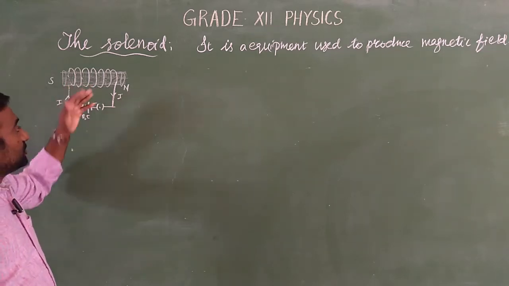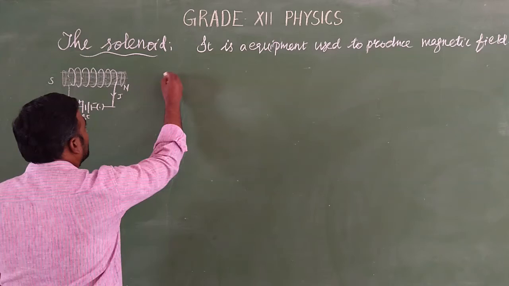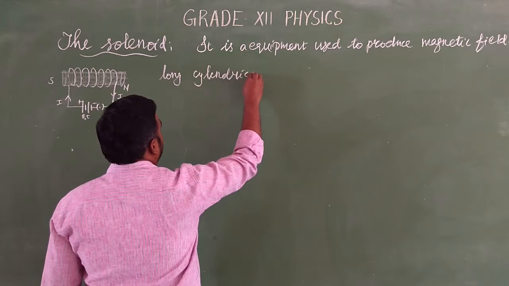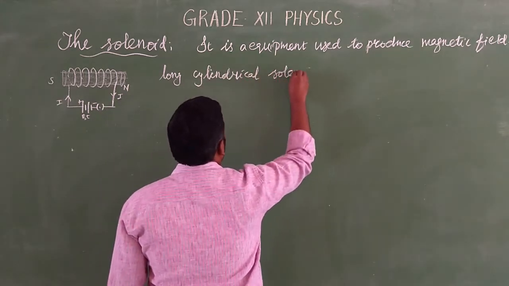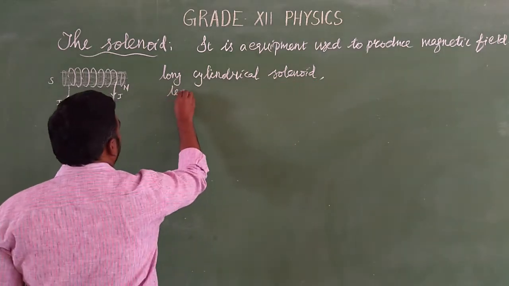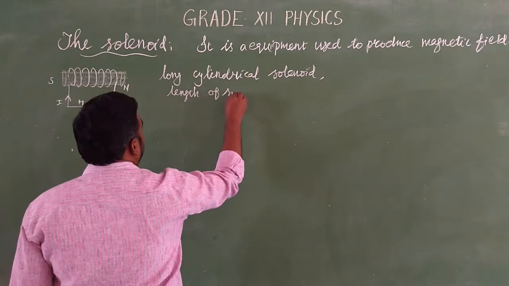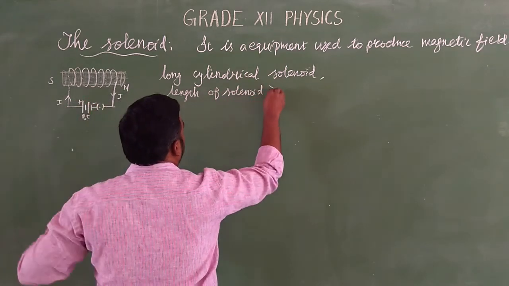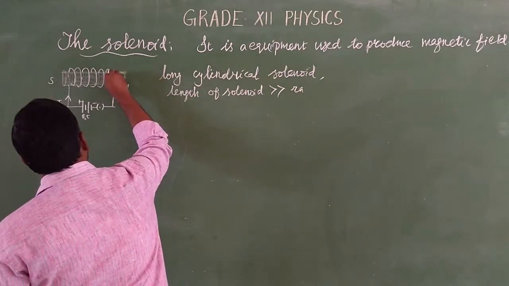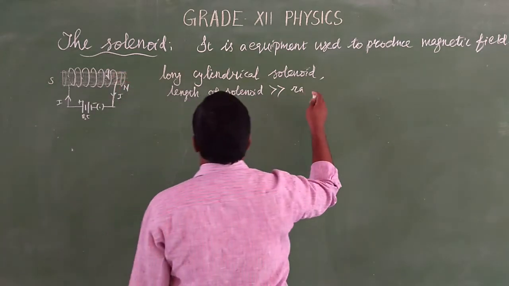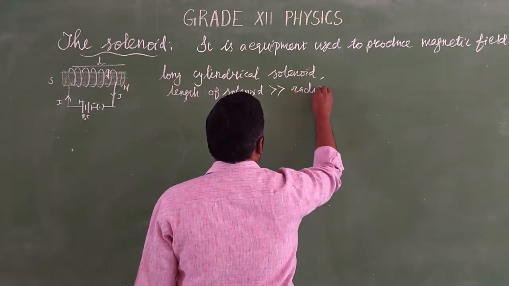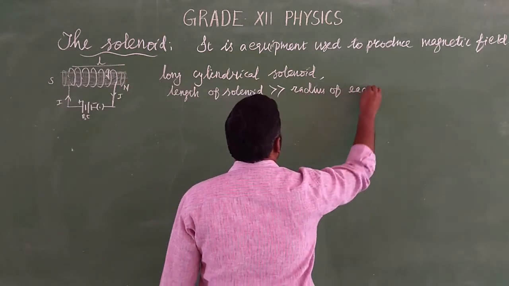So this is a long cylindrical solenoid. Here the length of the solenoid is much greater than the radius of each turn, because it is a circular coil. So the length of the solenoid is much greater than the radius of each circular loop.